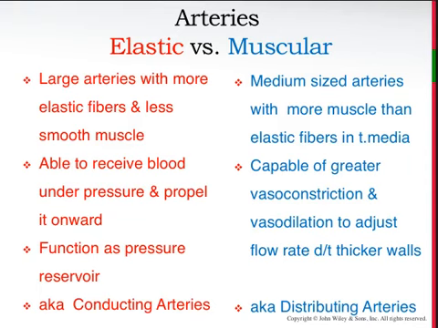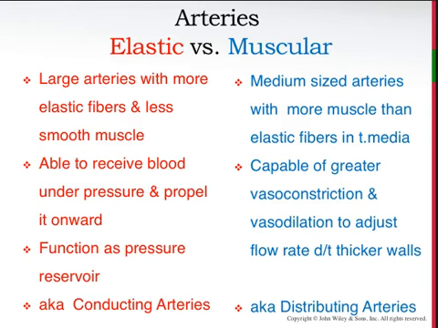Muscular arteries are medium in size. They have more smooth muscle in them than they have elastic fibers, so that tunica media actually has a more prominent muscular layer than an elastic fiber layer. These guys are capable of greater vasoconstriction and vasodilation, so constriction and dilation of that vessel. And what that does is it allows these vessels to adjust the flow rate. Because they have more muscle, they can adjust the flow rate. And the muscular arteries are also called the distributing arteries.